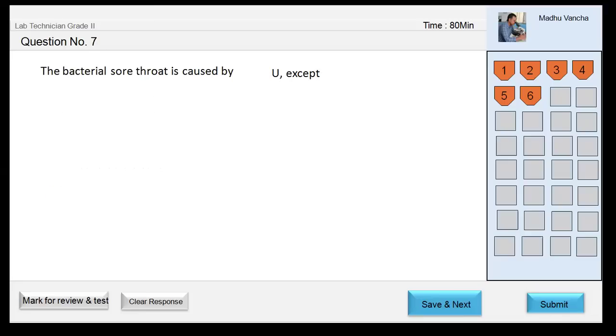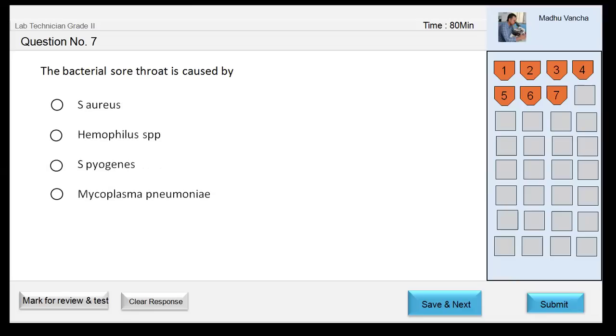Next question, the bacterial sore throat is caused by option A, Staphylococcus aureus, option B, Haemophilus species, option C, Streptococcus pyogenes, option D, Mycoplasma pneumoniae. Here the right answer is option C, Streptococcus pyogenes. So Streptococcus pyogenes causes sore throat.